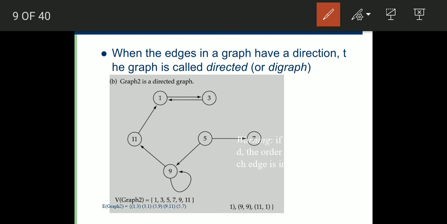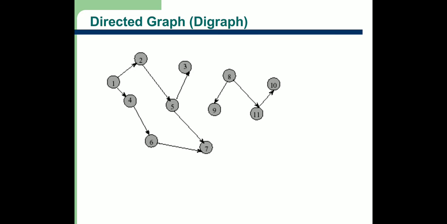Here you can see there is an edge from 1 to 3, 3 to 1, 11 to 1, 9 to 11, 5 to 9, 5 to 7 and from 9 to 9. So the vertex set consists of 1, 3, 11, 9, 5 and 7, whereas the set of edges consists of (1,3), (3,1), (11,1), (9,11), (5,9) and (5,7). This is again an example of directed graph where each node has edges and each edge is directed.